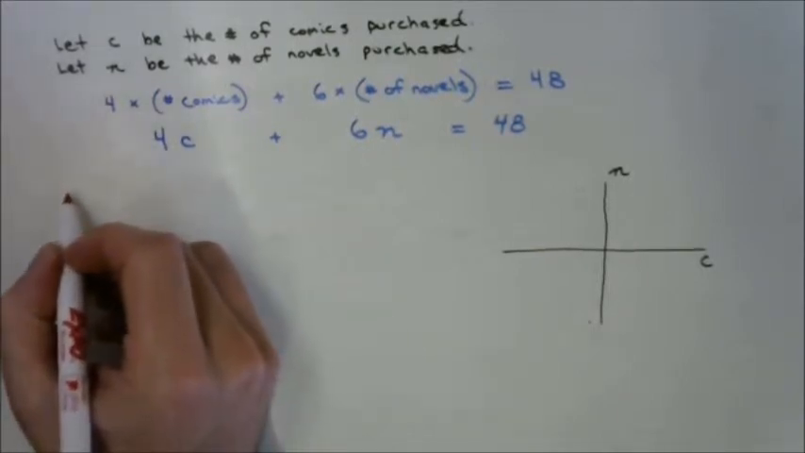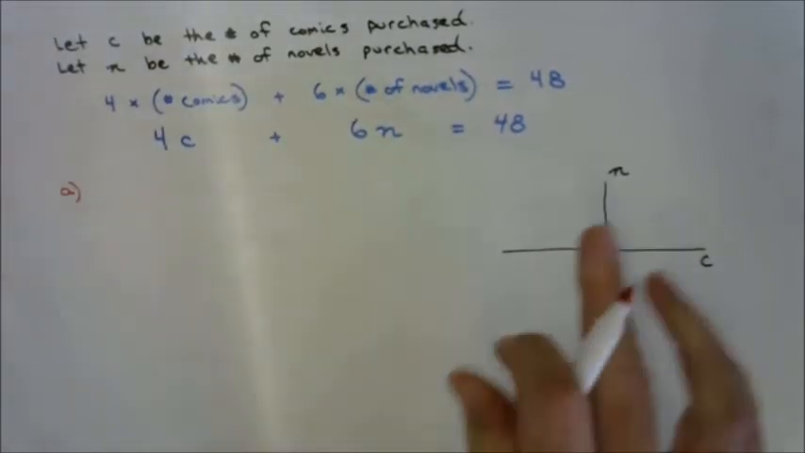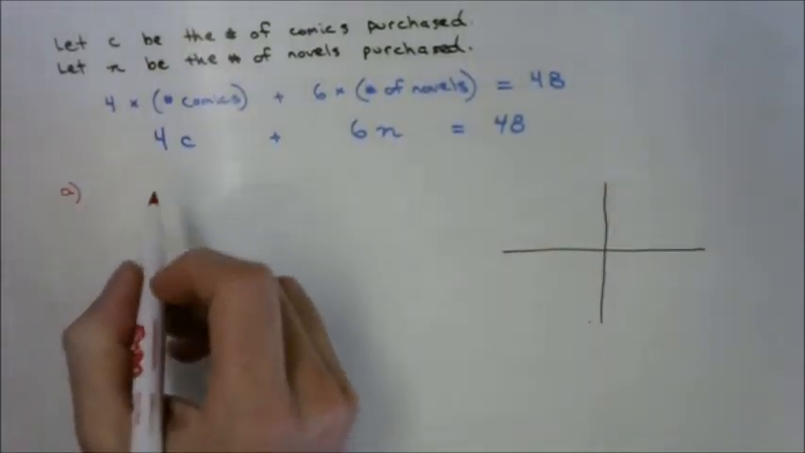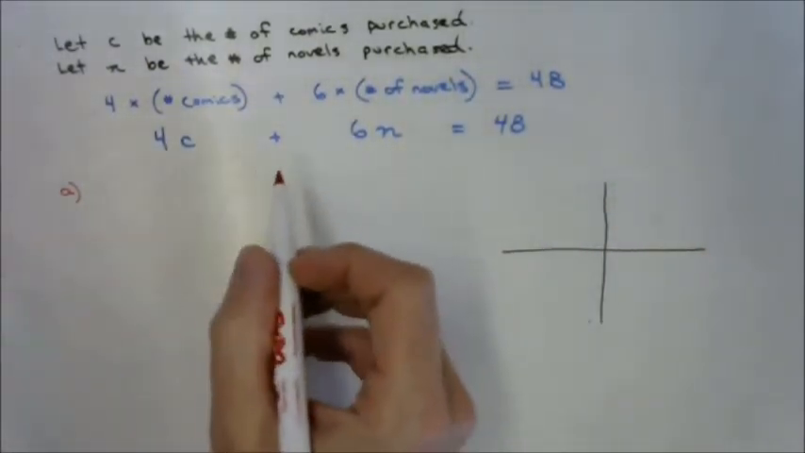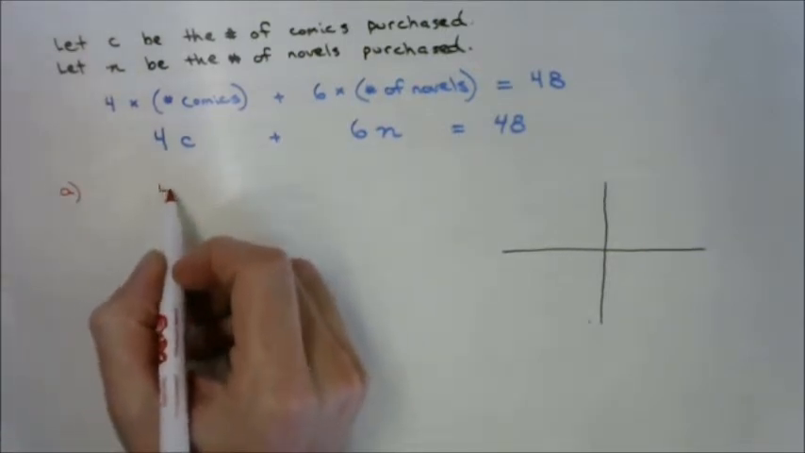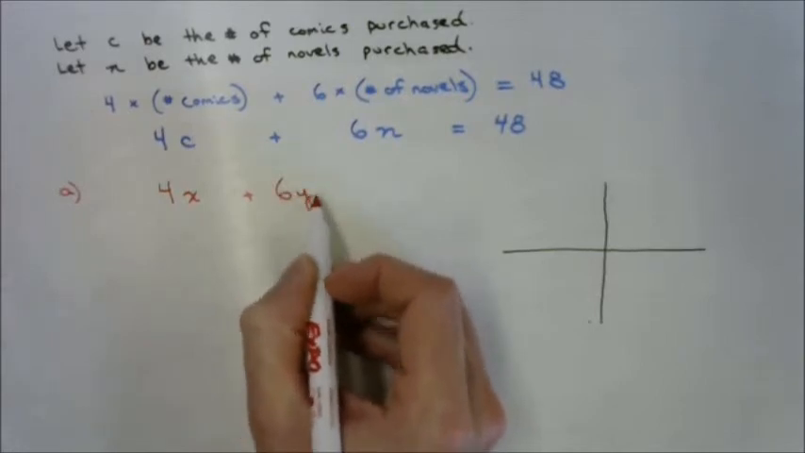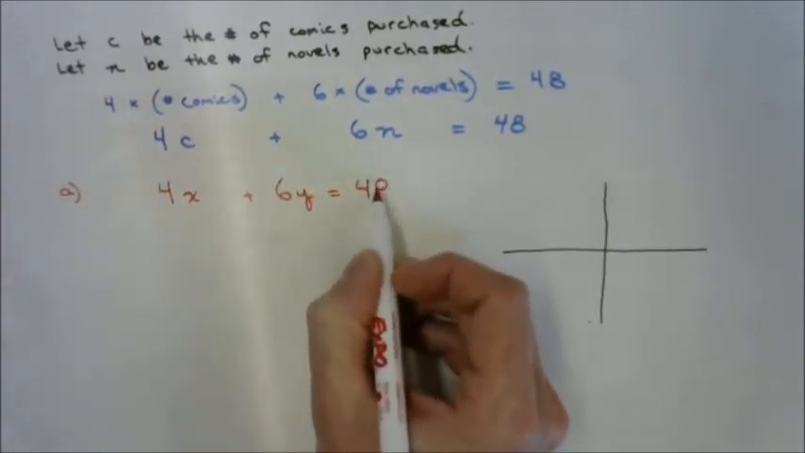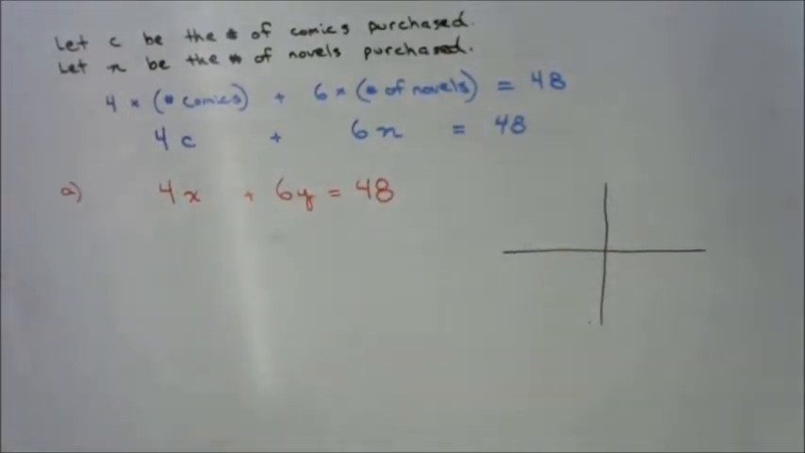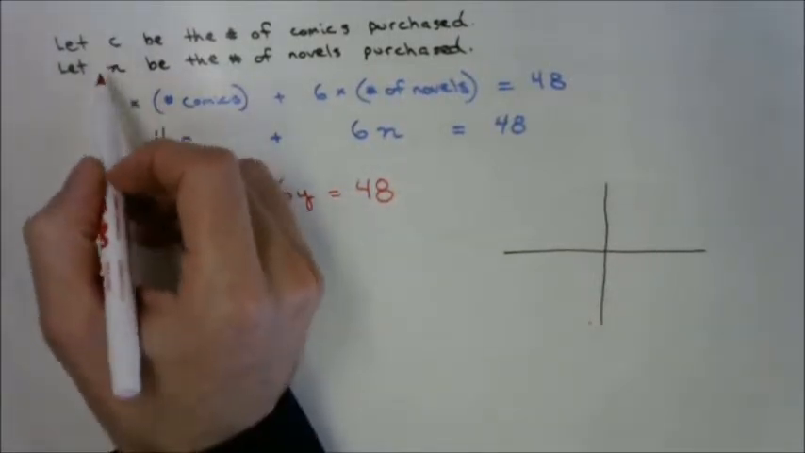So in order to do that, maybe what we'll do first is we'll scratch what I said earlier. We'll convert this into X's and Y's. Okay? So it'll be more helpful for you. So instead of C, we're going to use X. Instead of N, we're going to use Y. Still equals 48. No big deal. I haven't changed anything. I just changed the name of these variables.